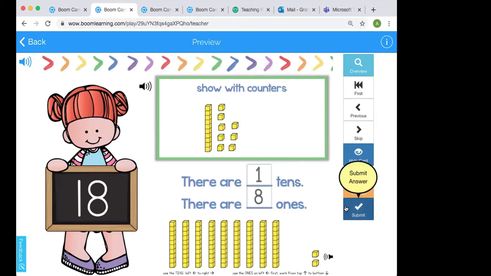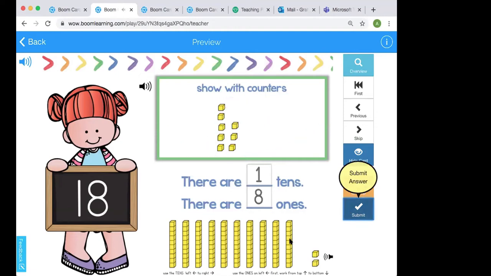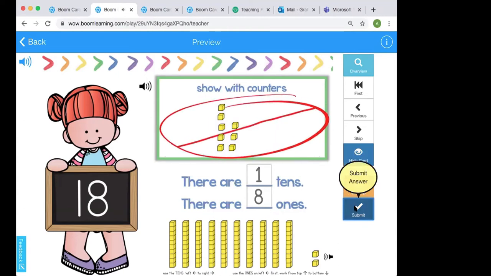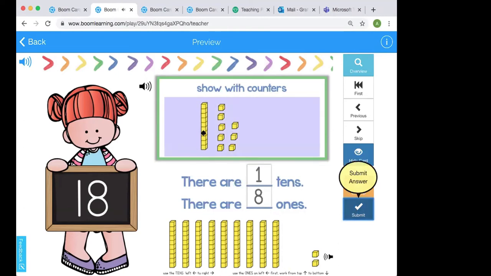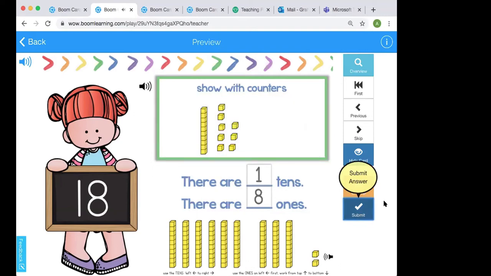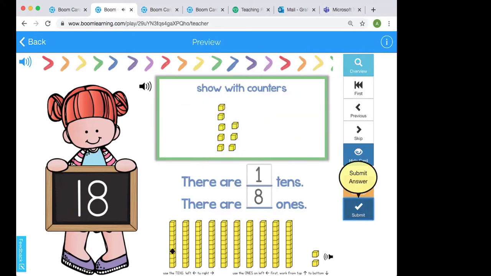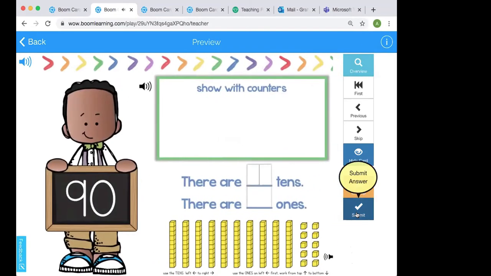Let's check. Oh, it took my 10 away. Took the 10 away. Gotta pay attention. I don't understand. Tricky, tricky. There we go. All right.